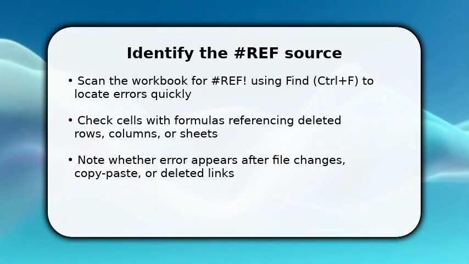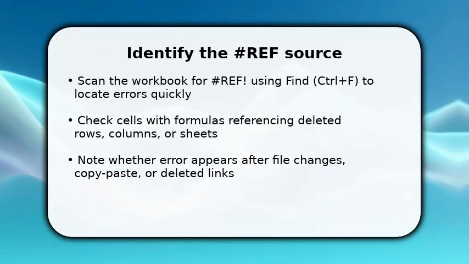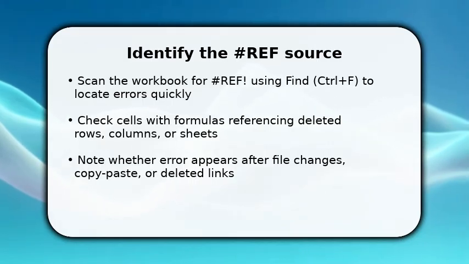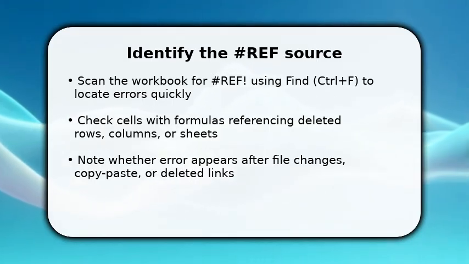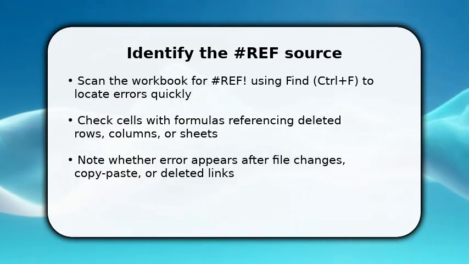You start by finding where #REF appears and why. Use Ctrl+F to jump to each occurrence, then inspect the formula bar. You want to see which reference is broken. If a sheet name, row, or column was removed, that's the culprit. Once found, jot down the intended reference or original cell address so you can restore the correct link.